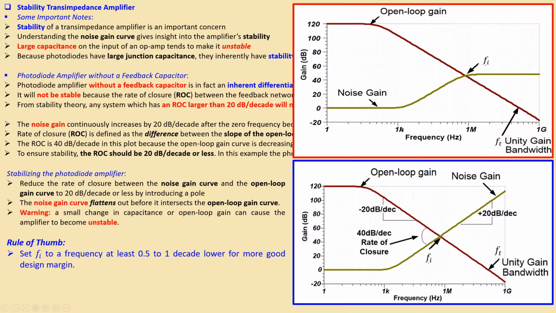Okay, the rule of thumb that engineers most of the time use is the following. The intersection here, which is Fi, is selected as a frequency which is 0.5 to 1 decade lower for a good design margin. So if you determine this frequency, you take 1 decade smaller or 0.5 decades smaller than that one. So let's say this is 100 or 200 kilohertz. You can place it at 20 kilohertz, just 1 decade lower, then you will have good design margin. Okay, that's for the stability of the transimpedance amplifier, a really important topic.